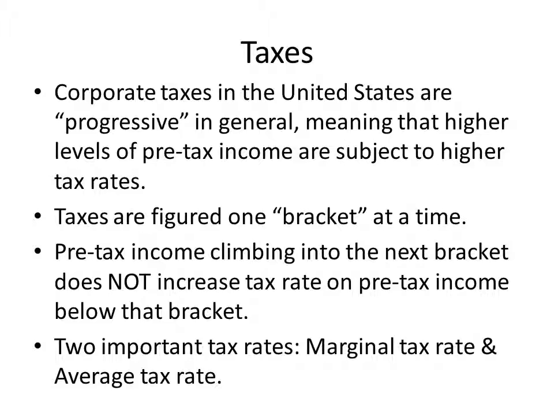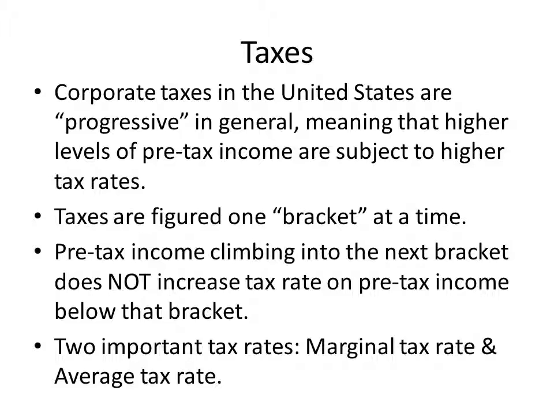There are two important tax rates for corporations that we need to consider. The first is the marginal tax rate, and the second is the average tax rate. The marginal tax rate is defined as the tax rate on the very next dollar earned. If you are in a low pre-tax income situation in a progressive tax regime, that rate will be low. If you have higher pre-tax income, that marginal tax rate will be higher. So the firm's marginal tax rate will increase as the firm's pre-tax income increases.